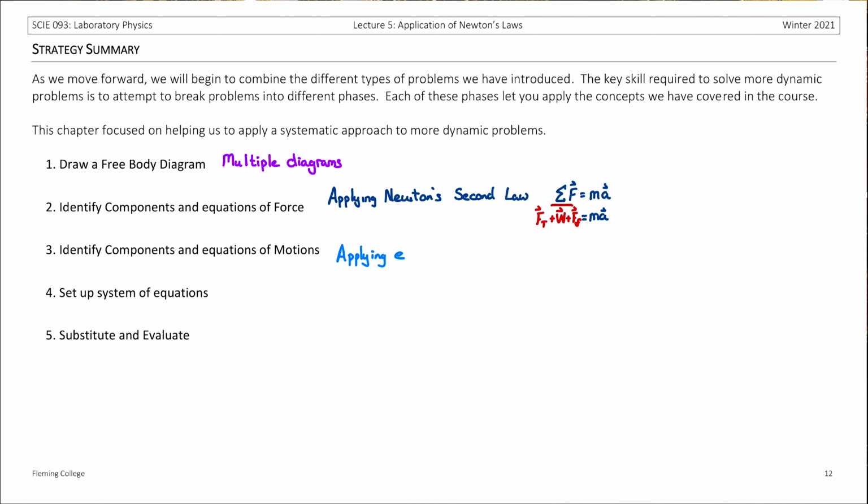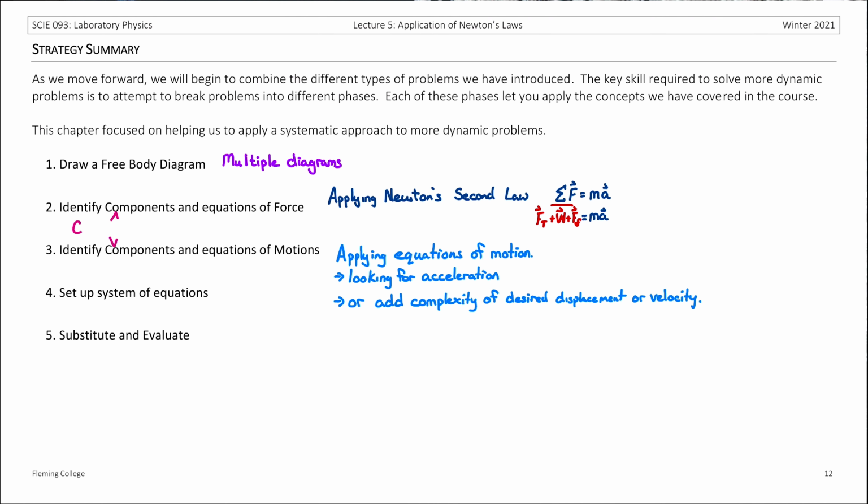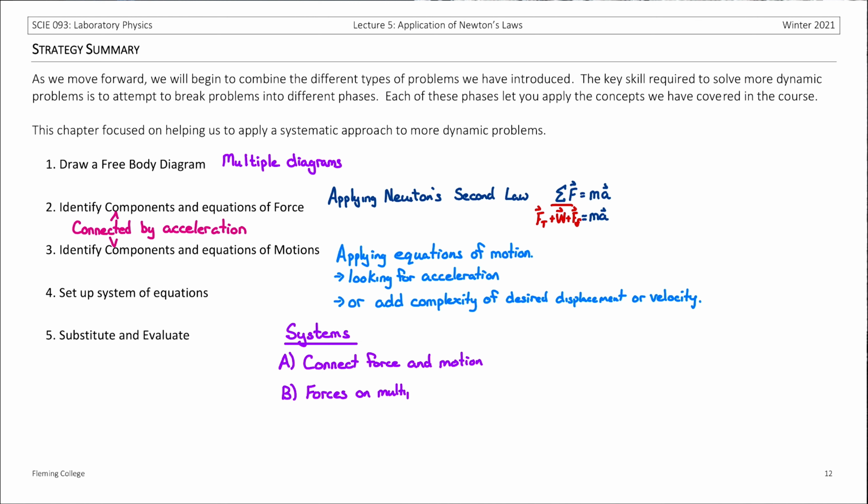And the motion phase applies our equations of motion. Our problems can be as simple as looking for acceleration or take on multiple levels of more complexity by considering other concepts of motion. It's essential to understand that the connection between these two phases is acceleration. In order to be able to solve any calculation, we need to set up a system of equations. And our systems showed up in two different situations. Our systems could connect force and motion, or it could connect forces on multiple bodies. And as we saw, we could have a problem that we have to do both of those sets of systems.